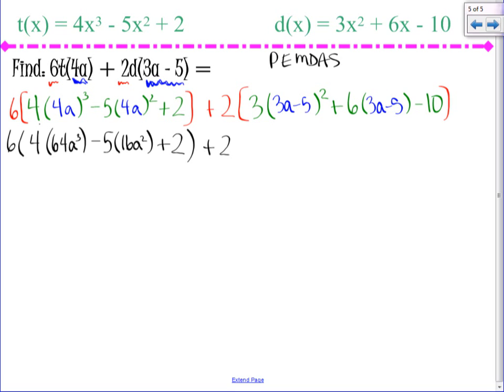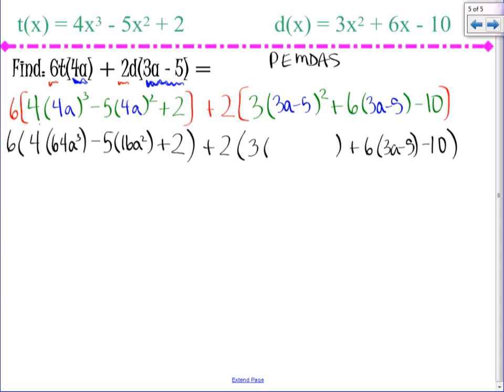Okay, now over here, we've got 3. We have to figure out what this is. And that's the only exponent over here. So I'm just going to copy the rest of this down. Now, what do we have to do to figure out what 3a minus 5 squared is? Just square everything in there? We have to do the window.